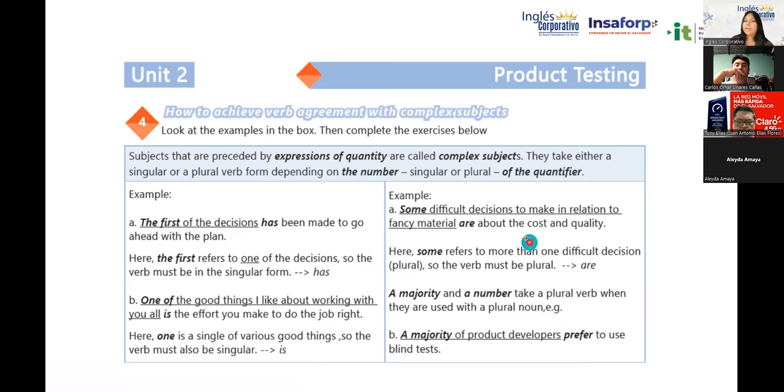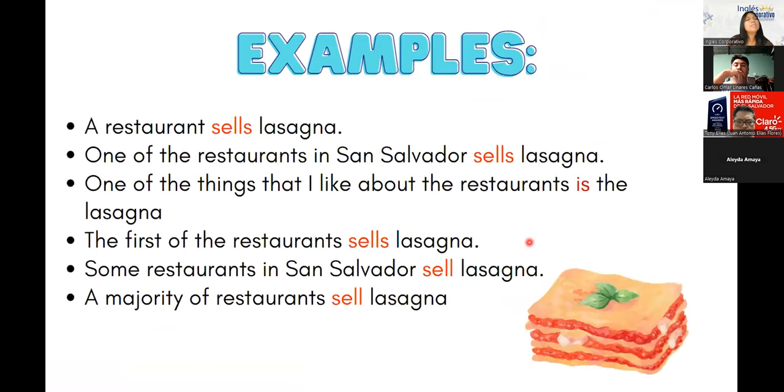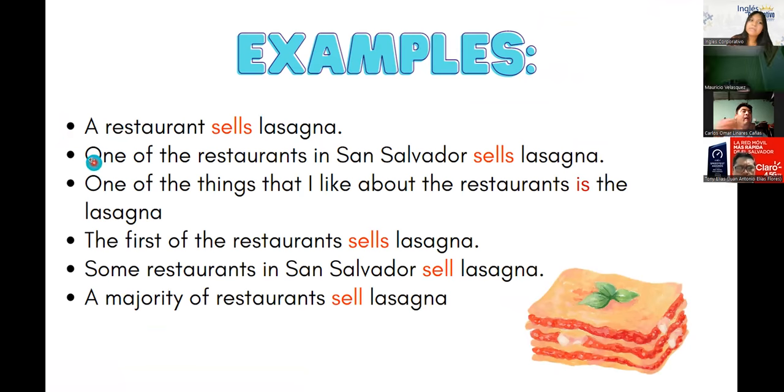So now, let's take a look at some examples, okay? Look at this one. A restaurant sells lasagna. This one is a normal sentence. You know that this one is easy. It is not complex. But let's see the second one. One of the restaurants in San Salvador sells lasagna. In this case, which is going to be the subject? One, even though we have plural. So we need to add the letter S to the verb, because we are talking about one of all the restaurants.